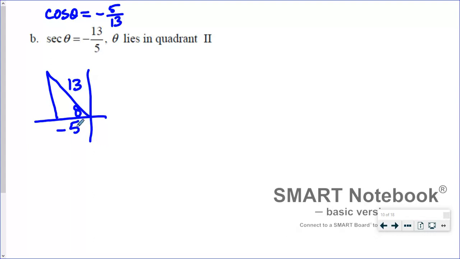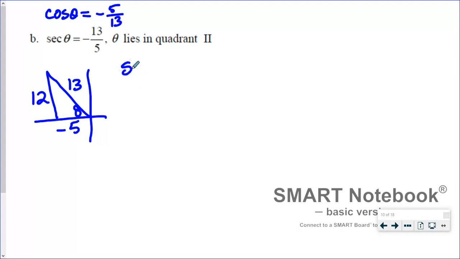You can use the Pythagorean theorem here. Do be careful to make this your c, right? A squared plus b squared equals c squared. Hypotenuse always has to be c. But this is just a Pythagorean triple. This is a 5, 12, 13 Pythagorean triple. So if you know that, you don't need to do that small math.